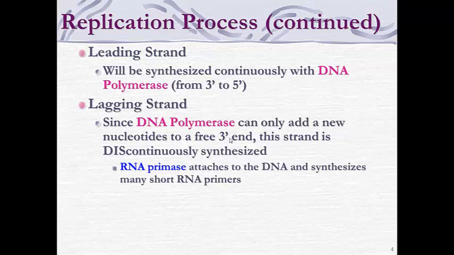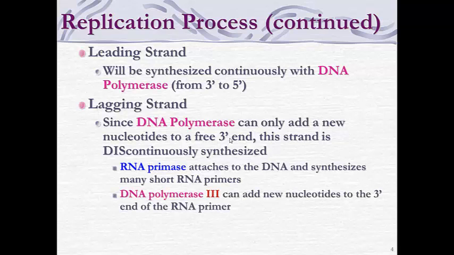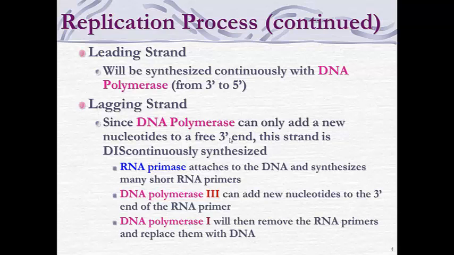Then RNA primase attaches to DNA and synthesizes many short RNA primers. These primers are to show where DNA should be finished off, so DNA polymerase 3 can add nucleotides to the 3' end of the RNA primer. Now DNA polymerase 1 will remove the primers and replace them with DNA.